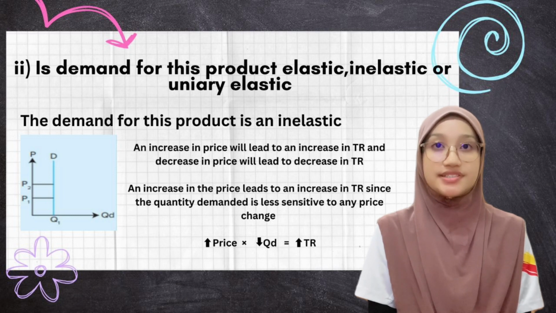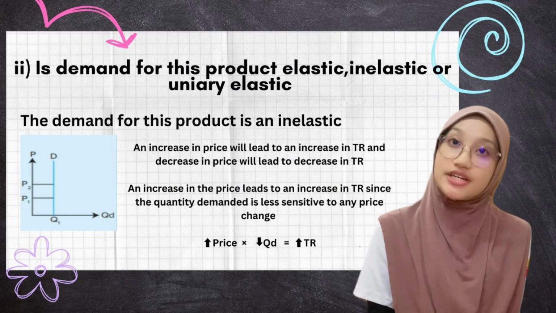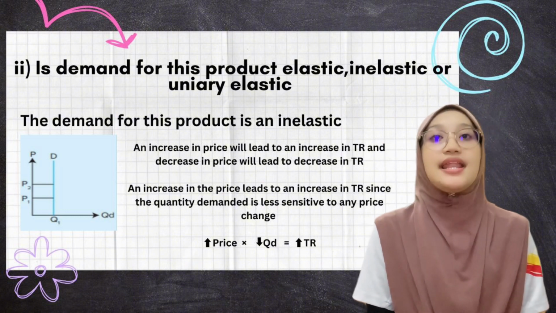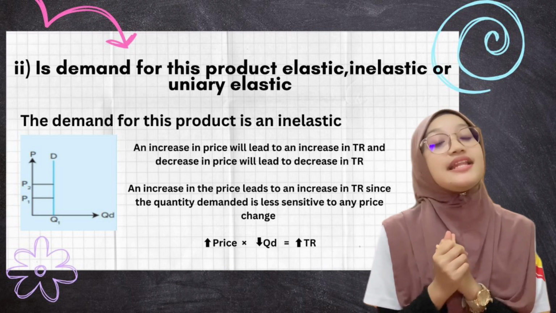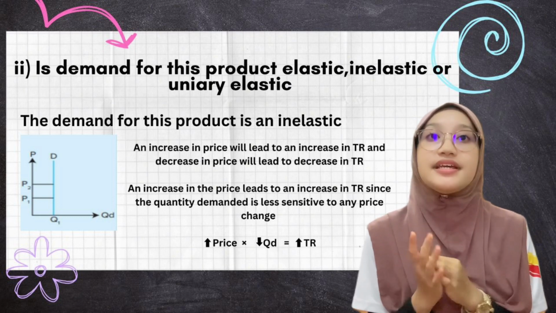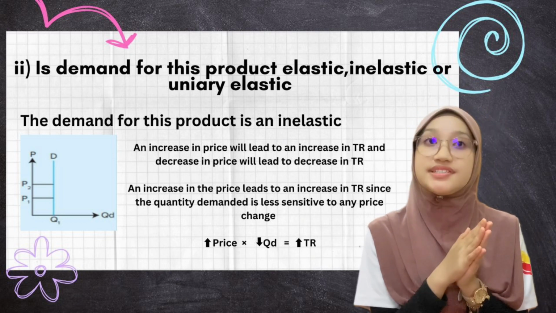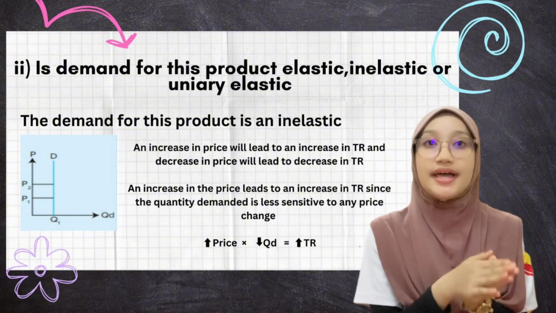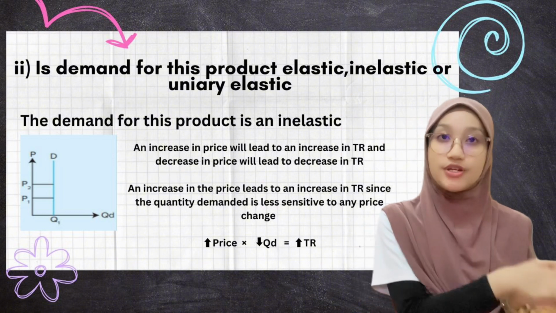Question number 2 is, is demand for this product elastic, inelastic, or unitary elastic? The demand for this product is inelastic. Because of what? An increase in the price will lead to an increase in total revenue, and a decrease in price will lead to a decrease in total revenue.